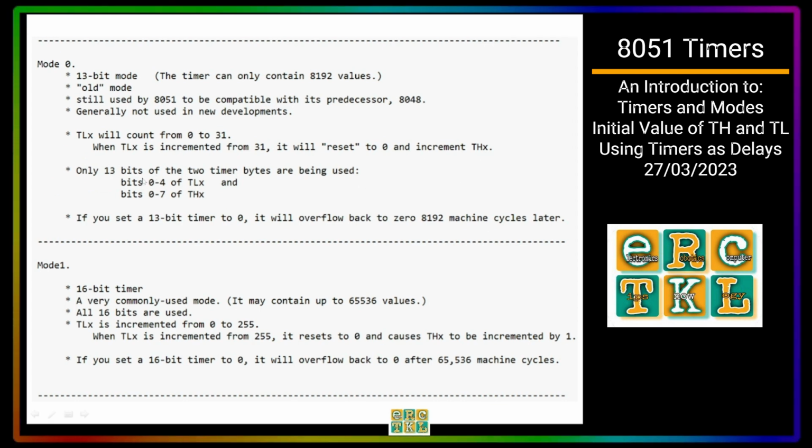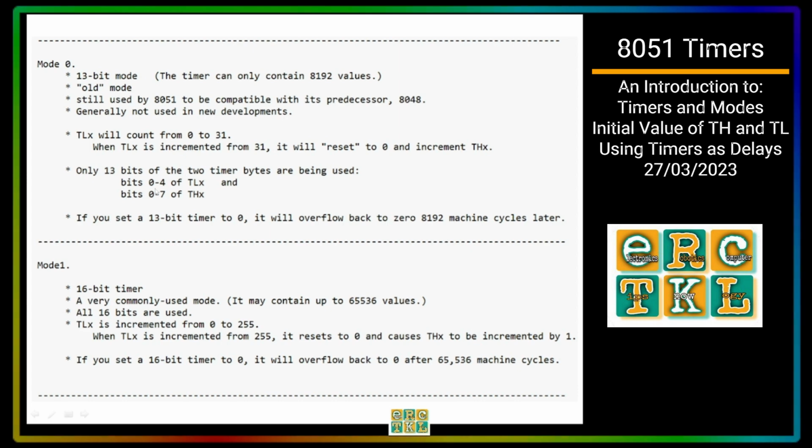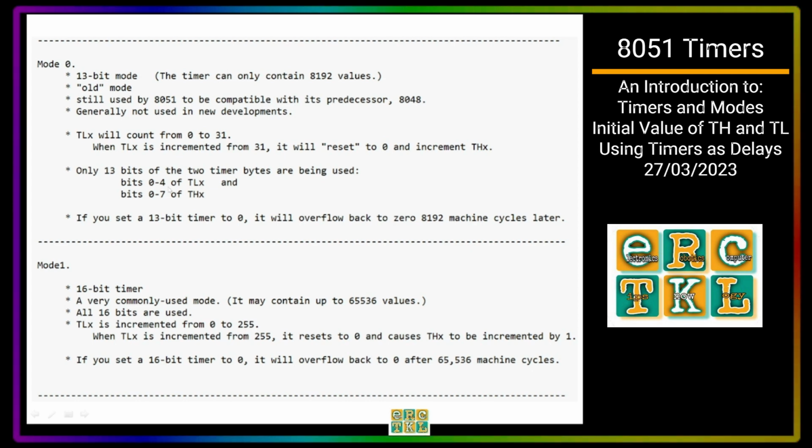And remember, the timer has 16 bits, correct? But we will only use 13 bits for mode 0. We will use bits 0 to 4 of TLX, and we will use bits 0 to 7 of THX. So 0 to 4, that's 5 bits. It's supposed to be 0 to 7, right?